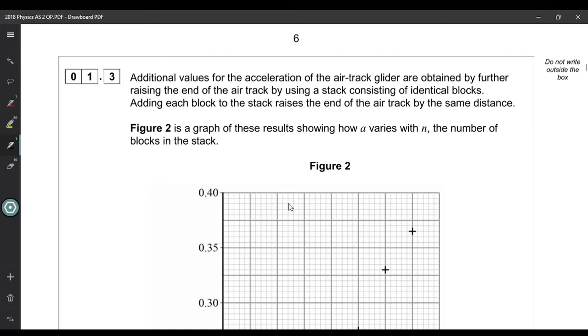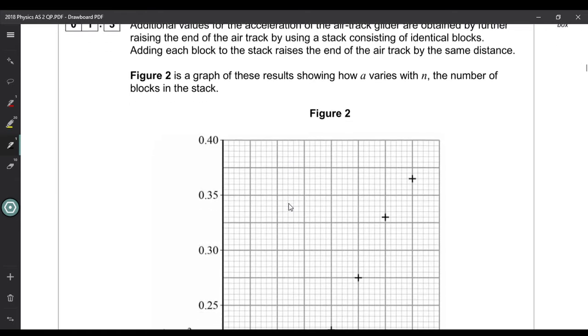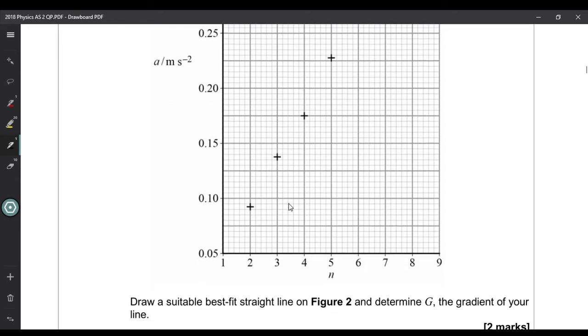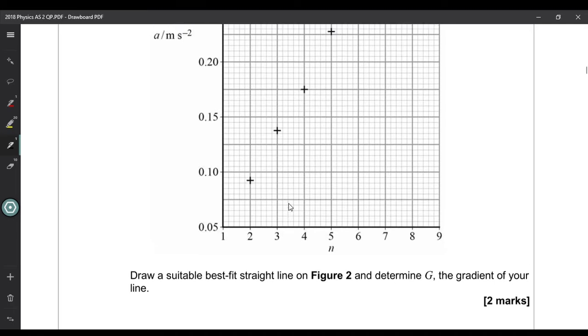Right, so part 3 says additional values for the acceleration of the air track glider were obtained by further raising the end of the air track by using a stack consisting of identical blocks. Adding each block to the stack raised the end of the air track by the same distance. Figure 2 is a graph of these results showing how a varies with N, the number of blocks in the stack. Draw a suitable best fit straight line on figure 2 and determine G, the gradient of your line.